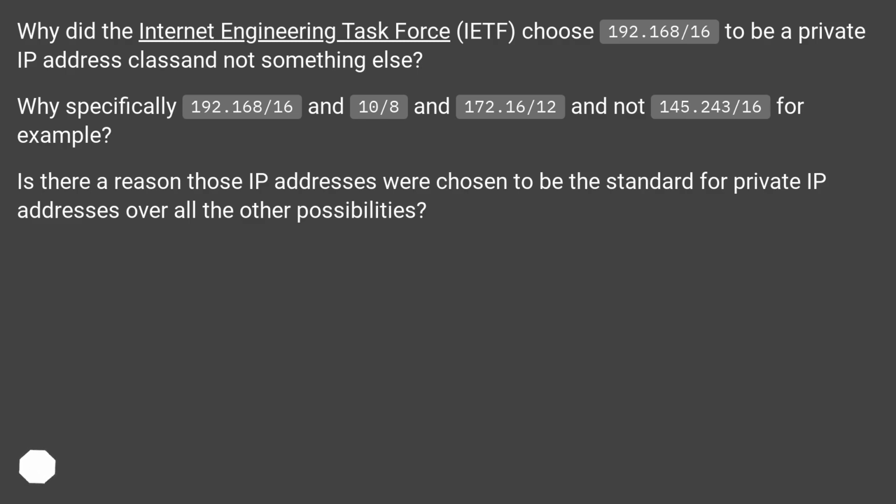192.168/16 and 10/8 and 172.16/12 and not 145.243/16, for example? Is there a reason those IP addresses were chosen to be the standard for private IP addresses over all the other possibilities?